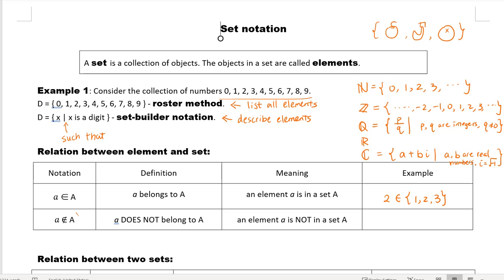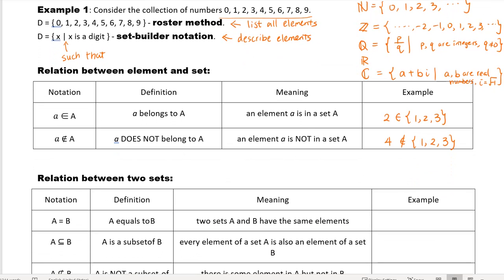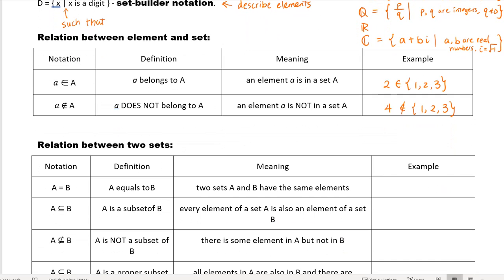Or, a does not belong to the set A. For not belong to, you just put a line crossing it out. This is the symbol for does not belong to. It means the element small a is not in the set A. For example, 4 is not in the set {1, 2, 3}. Those are the relations between elements and sets.